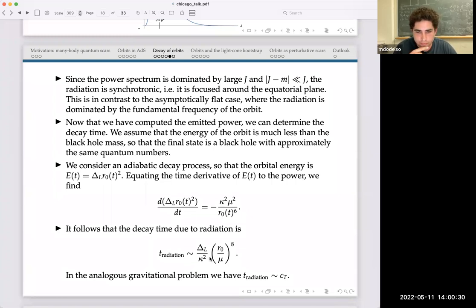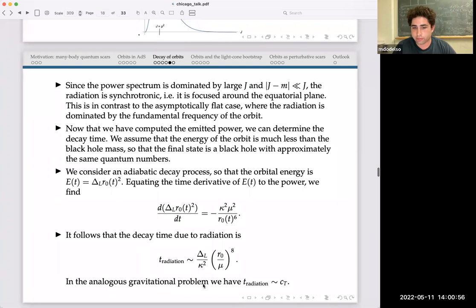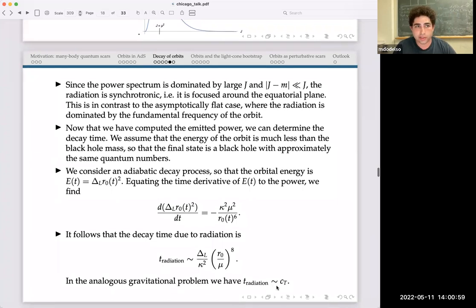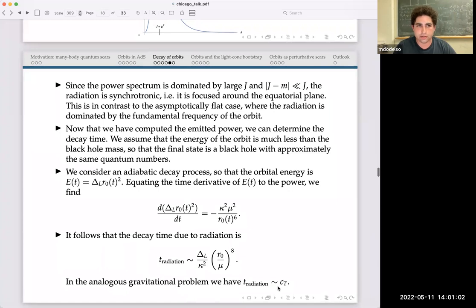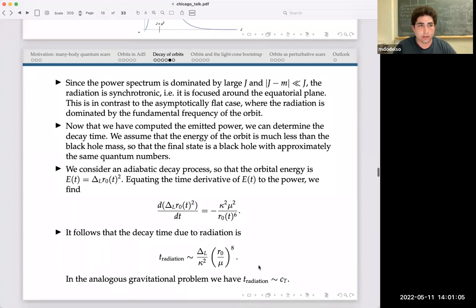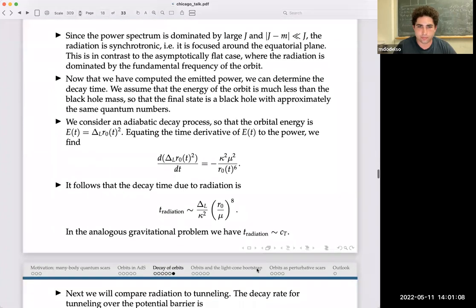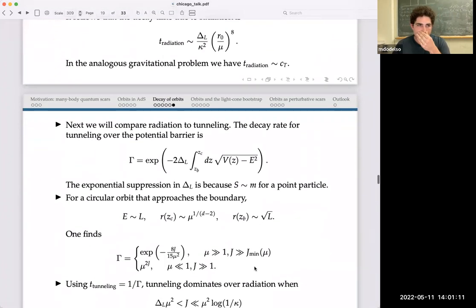At very small kappa, it goes to infinity. In that case, the coupling of the orbit to the radiation field is very small, so that makes sense. Also, for an orbit that's very far away, it will go to infinity like a power of R naught because it takes a longer time to fall in. Note that in the analogous gravitational problem, the radiation time scales with CT. So at infinite CT, at 0 G Newton, this thing is stable to radiation. Okay, so that's the radiation.